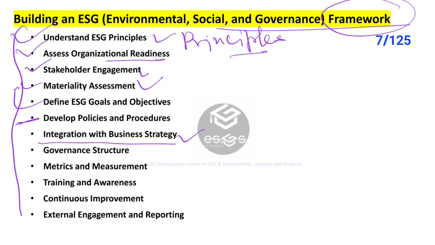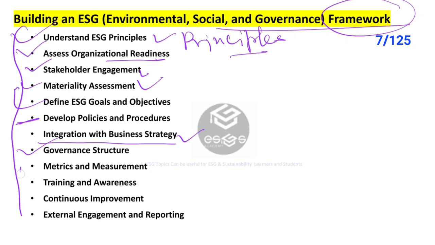The governance structure, the next one. In the governance structure, we establish a clear governance structure, the roles and responsibilities for overseeing the ESG strategy implementation, monitoring the progress, ensuring accountabilities. So we define reporting lines and communication channels to facilitate effective coordination, collaboration and cooperation.